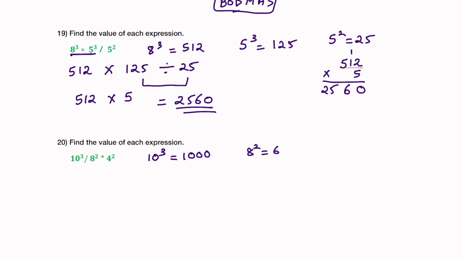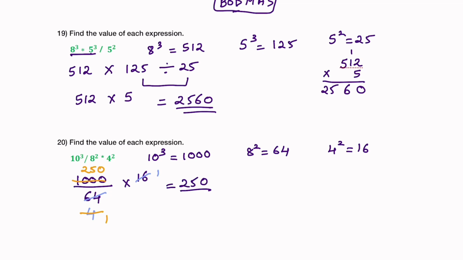8 square is 64 and 4 square is 16. So 10 cube 1000 divided by 64 times 16. Okay, so that's how you do that calculation. Now I'll show you two ways to do here. So we know that 16 times 1 is 16 and 16 times 4 is 64. And then this 4 is ones and that's 250. So your answer is 250.